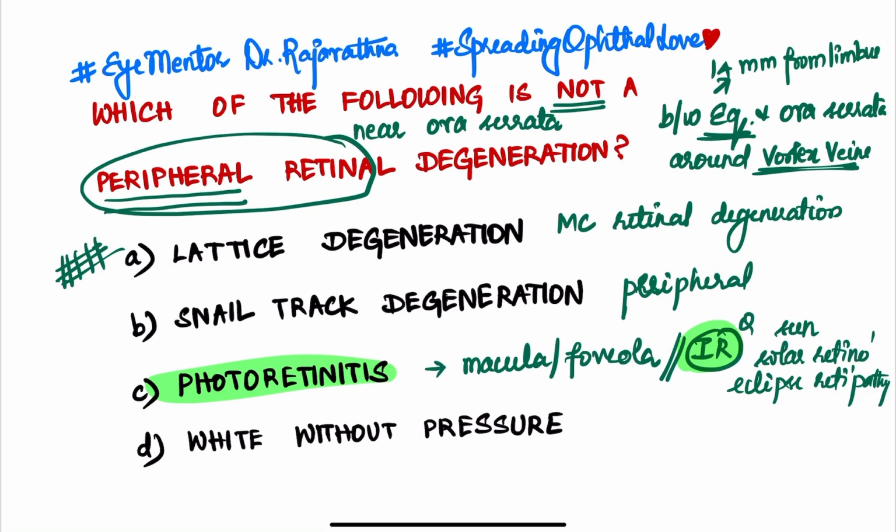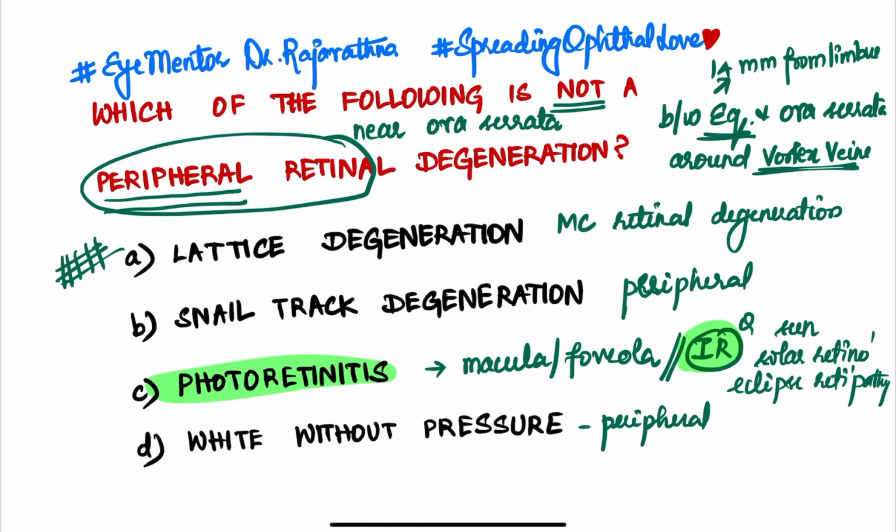Okay, now white without pressure. So when you're looking at the ora serrata, it looks a little white. Now that means you also have a white with pressure. White with pressure would be when you press on the sclera near the ora serrata, the retina will turn, or the ora serrata will turn white. So this is also a peripheral retinal degeneration.